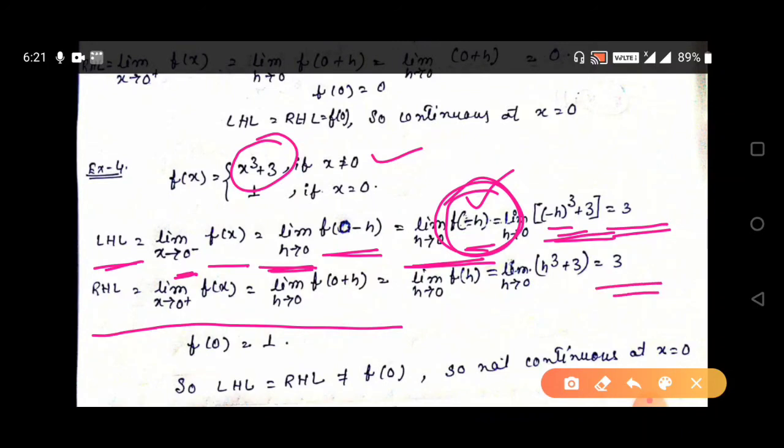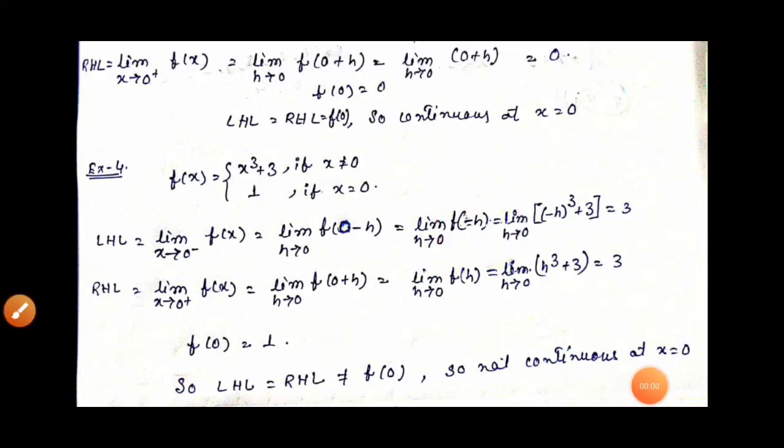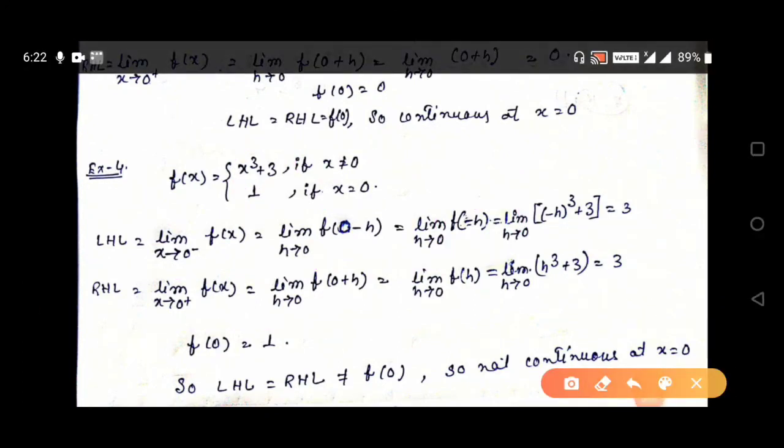Now we have to find the value of the function at x equal to 0. So left hand limit and right hand limit are equal, but we have to show the discontinuity. That means this is not continuous at x equal to 0. Whenever we find the value of f(x) at x equal to 0, the value will be 1. F(x) will take the value 1 whenever x is equal to 0. That means f of 0 is equal to 1.